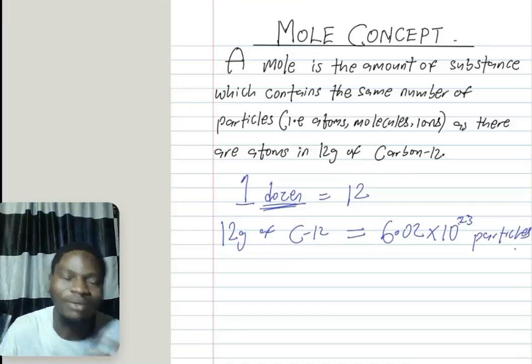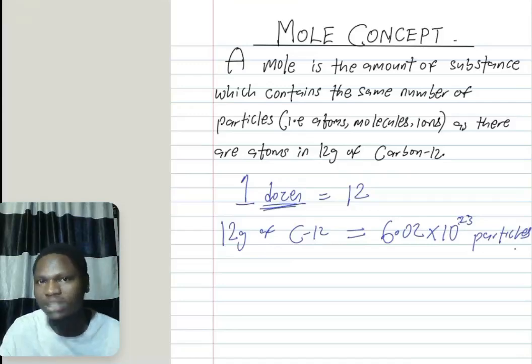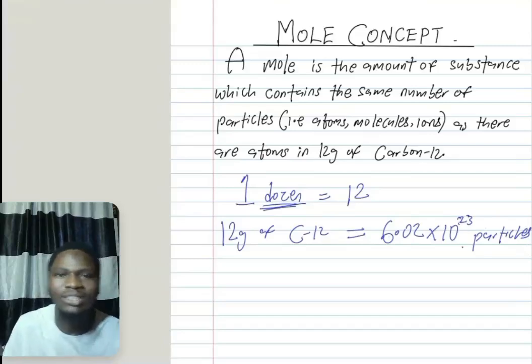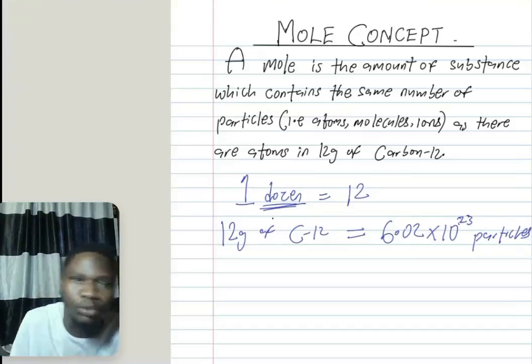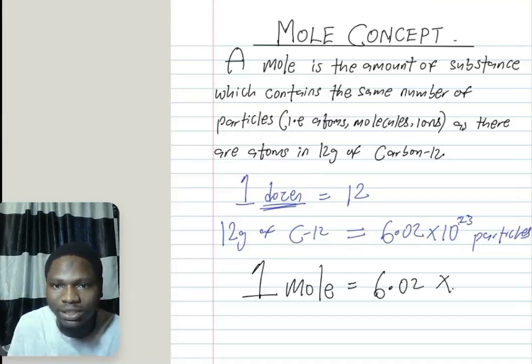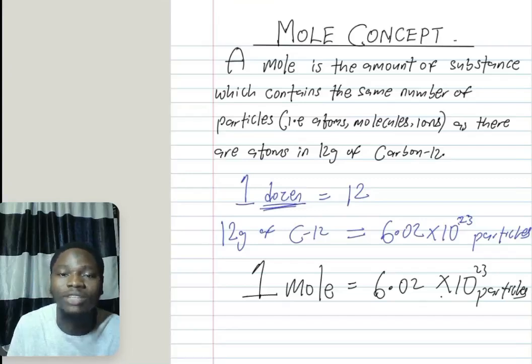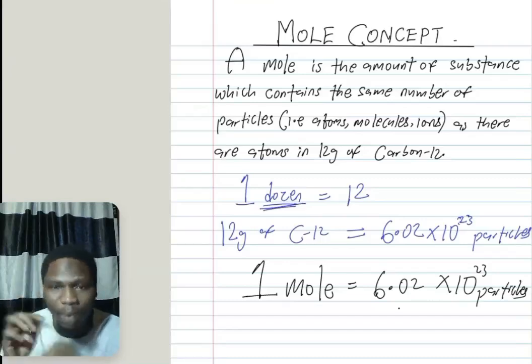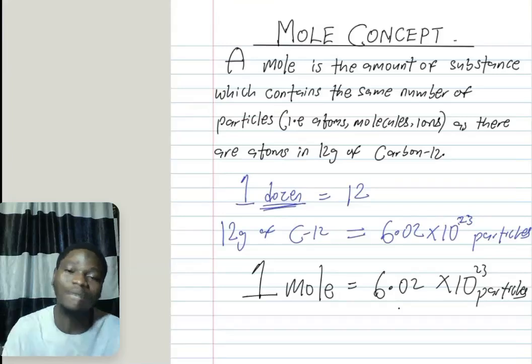It means that if I'm saying I need 1 mole of sodium, it is the amount of sodium that contains 6.02 times 10 to the power of 23 particles. Simply put, 1 mole of any substance is equal to 6.02 times 10 raised to the power of 23 particles. If I say 1 dozen, you will give me 12. Similarly, if I say 1 mole, you will give me 6.02 times 10 raised to the power of 23 particles of that substance I'm talking about.